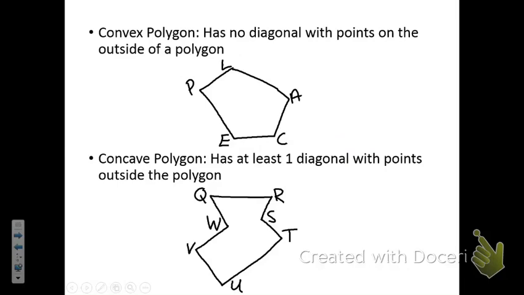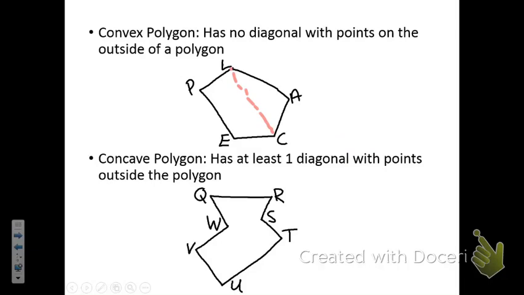So one way that we can classify polygons is either by saying that they are convex or that they are concave. Alright, so convex has no diagonals that have points outside of the polygon. So a diagonal is connecting 2 vertices that are not already connected with a side. So for instance, L is already connected to A. However, L is not connected to C. So when we connect those, that's called a diagonal of my polygon.